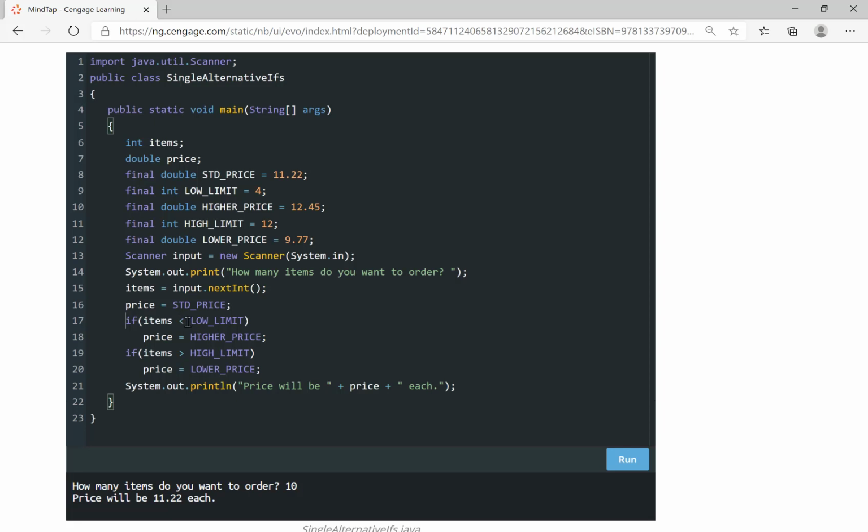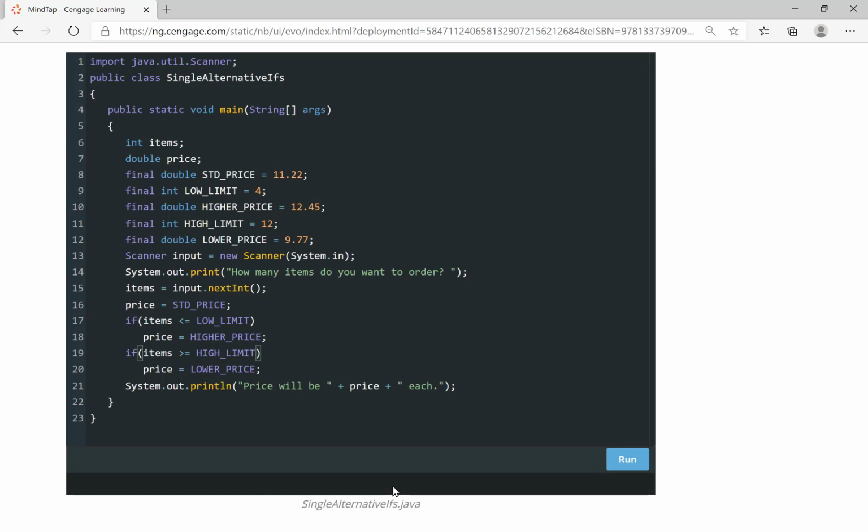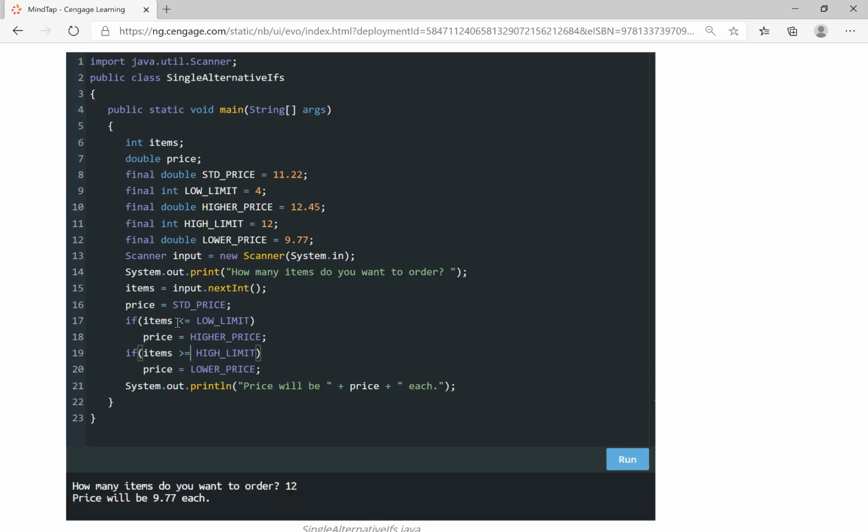Now be careful. What would change if I do less than or equal to? By the way, that's how you do less than or equal to or greater than or equal to. I'm going to run it again, but I'm going to put in the tricky number of 12. Let's see what happens here. Are 12 items less than or equal to the low limit? Nope, so we don't do line 18. Let's go to line 19. Is 12 greater than or equal to the higher limit, which is 12? Yeah, 12 is greater than or equal to 12. So we get the lower price of $9.77.